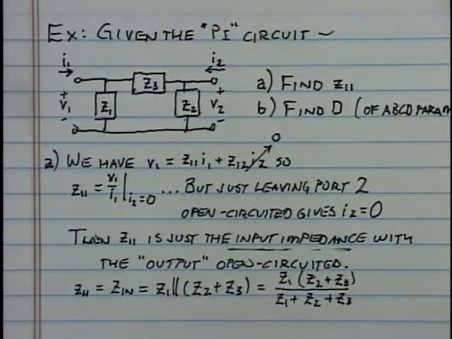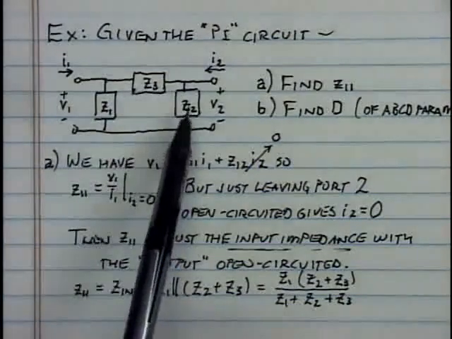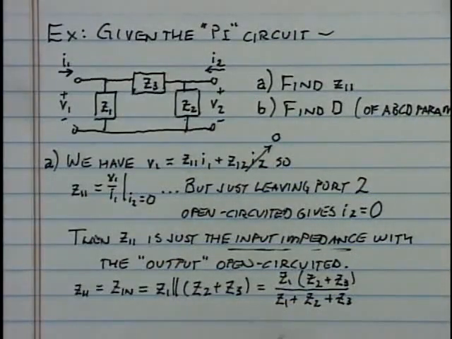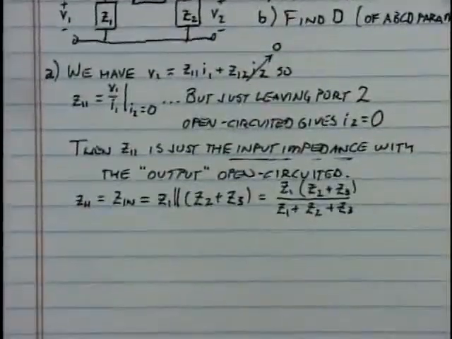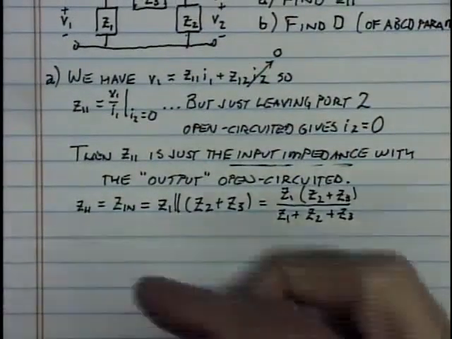And there you have it. So tell me what the elements are, what their impedances are, and I can simply plug into this formula right here in order to calculate the input impedance when the output is open-circuited, which is Z11. Okay. So much for finding Z11.